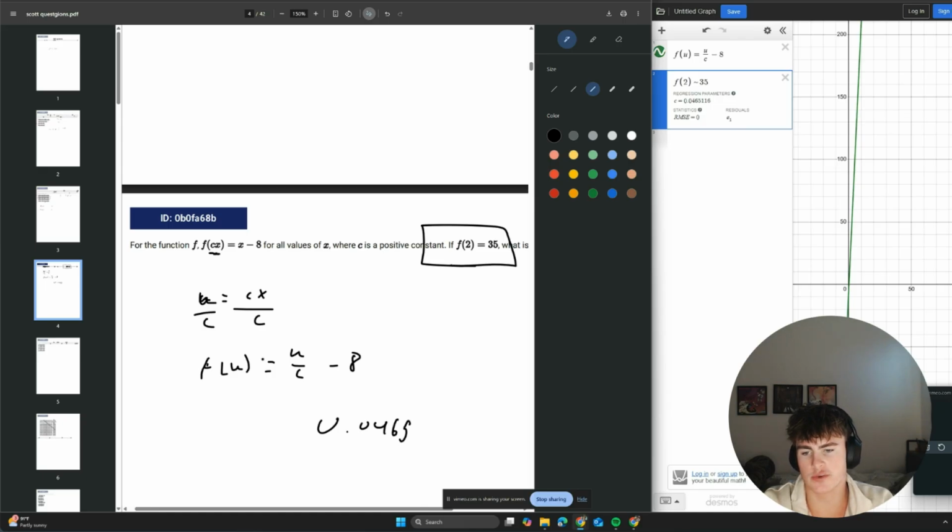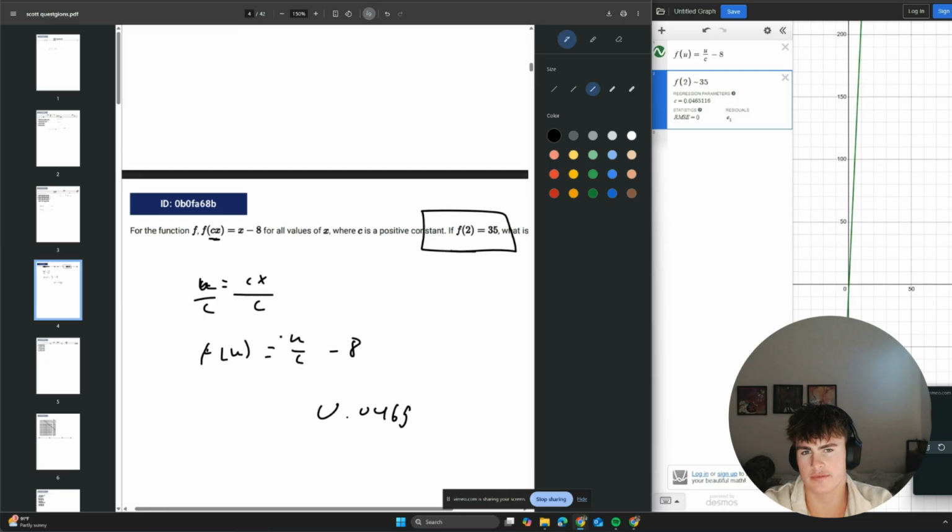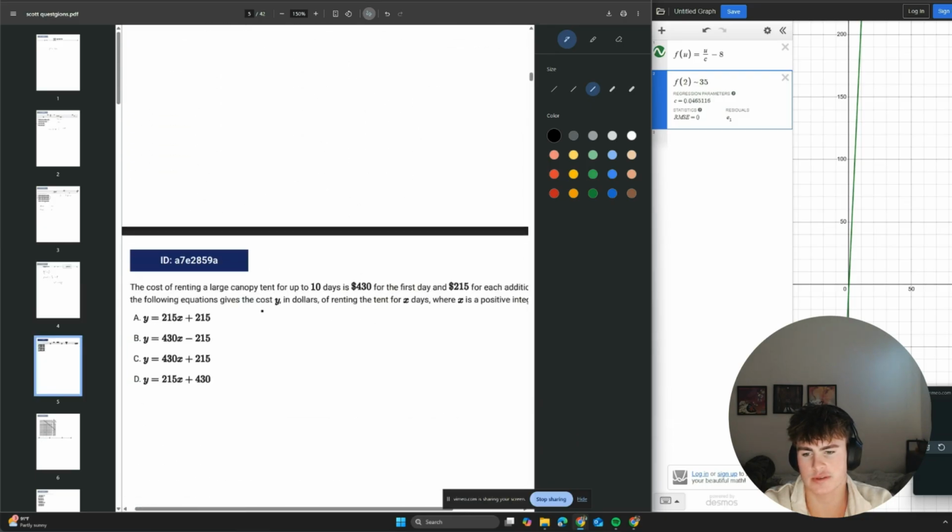I'm not sure if there's an easier way to do this in Desmos, but this is just the way I thought of immediately. I'll make a video if there's an easier way for this.